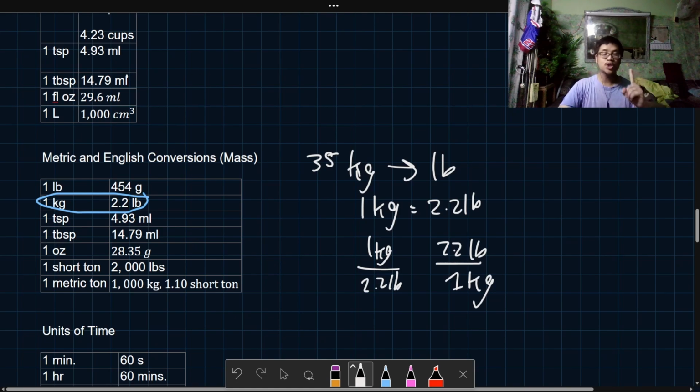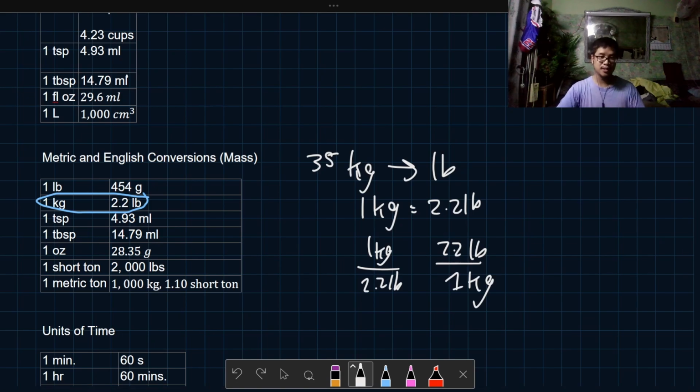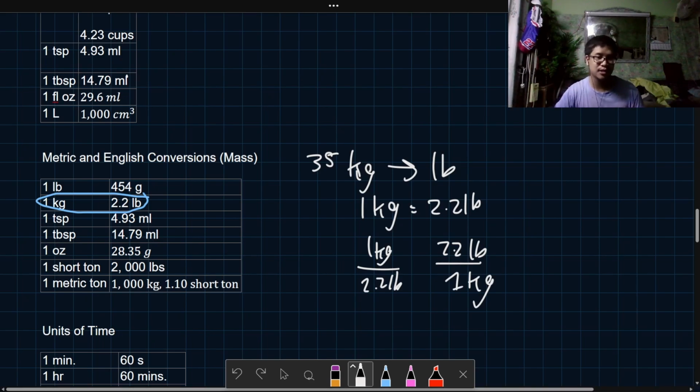So pick which fraction, if you multiply it by 35 kilograms, will cancel the kilogram units. So the answer is the second one.